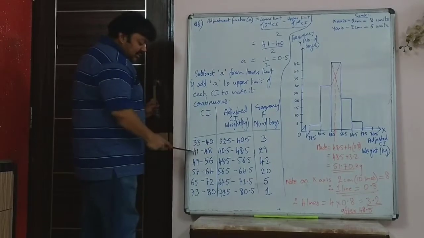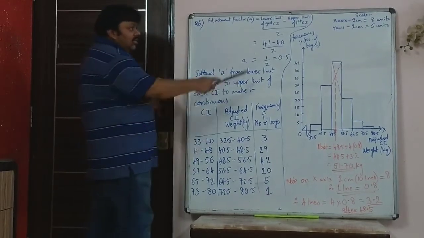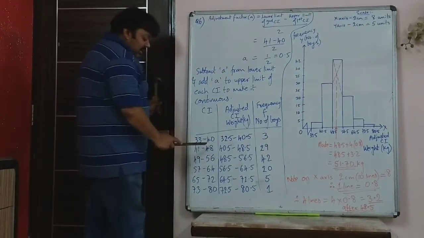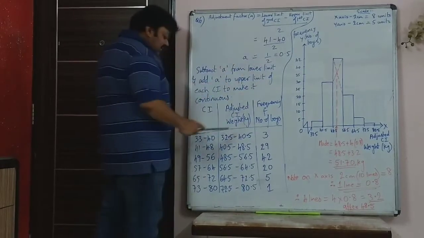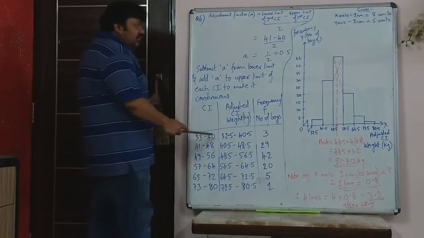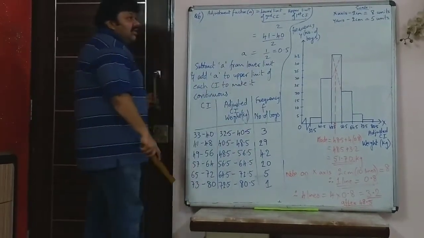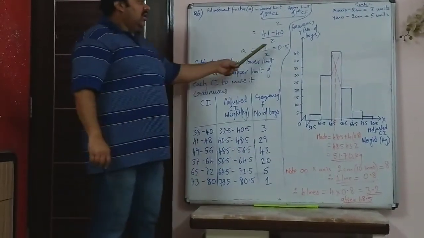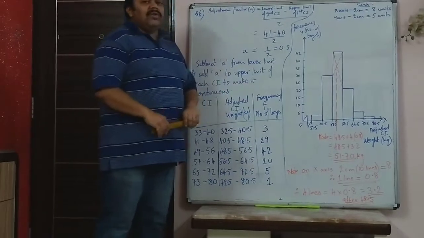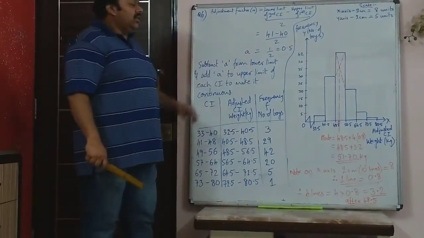What is the lower limit of the second class interval? Second class interval is this class. Its lower limit is 41. And upper limit of first class interval is 40. First class is this. So 41 minus 40 upon 2, or half. So 0.5 is the adjustment factor small a.